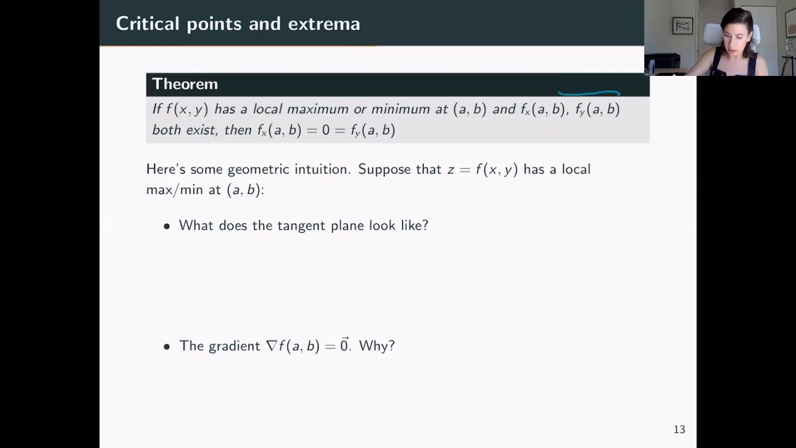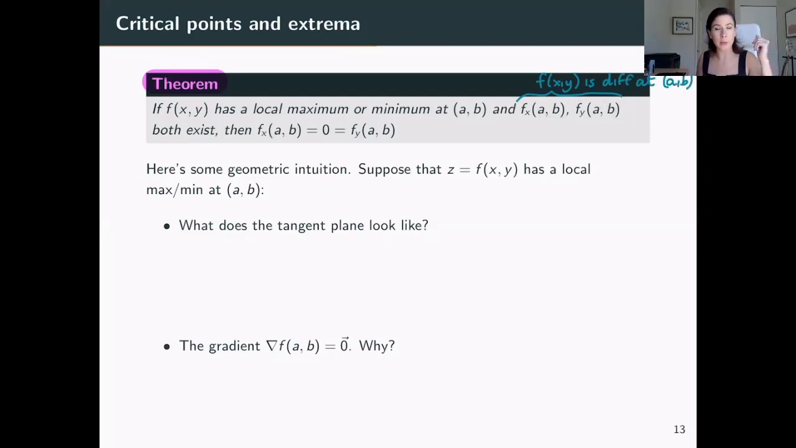And the following theorem gives us that piece of information. It says that if I know I have a local min or max at a point (a, b), then I'm going to have that my partial derivatives are both 0. And the key here is the statement at the beginning saying that we have to assume to start off with that f(x, y) is differentiable at the point (a, b).